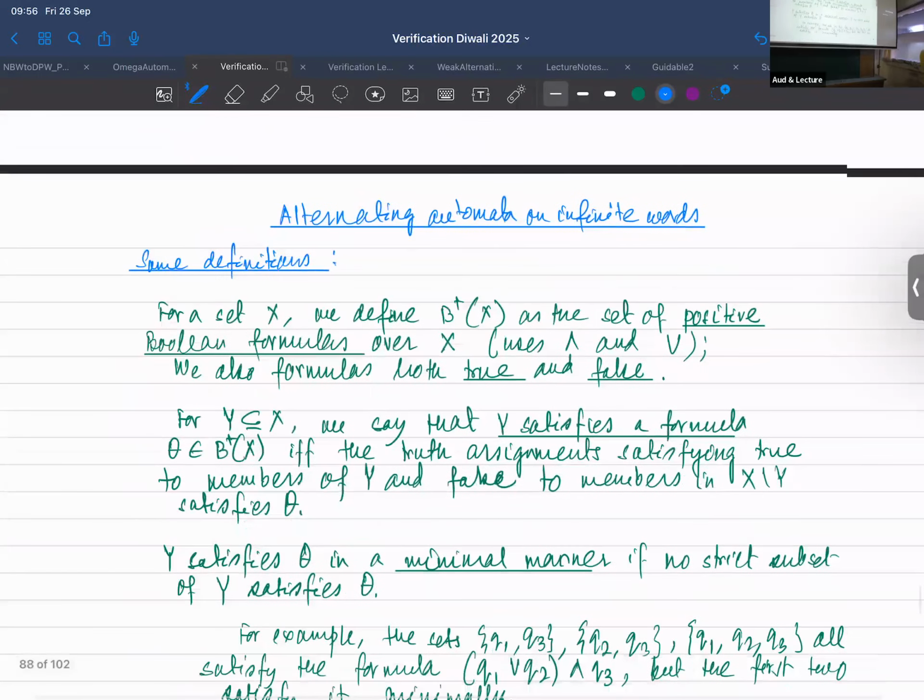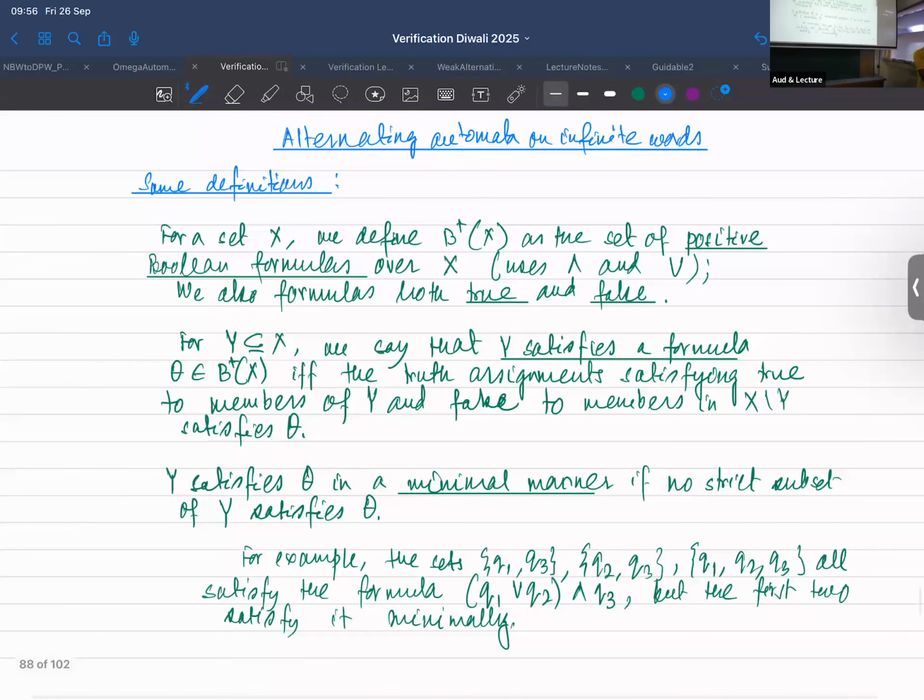So let's go over some definitions to start with. For a set X, X is a set of variables, and B plus X is the set of positive Boolean formulas over X. It can use conjunction and disjunction. We also have the formulas true and false, so we are also going to use true and false.